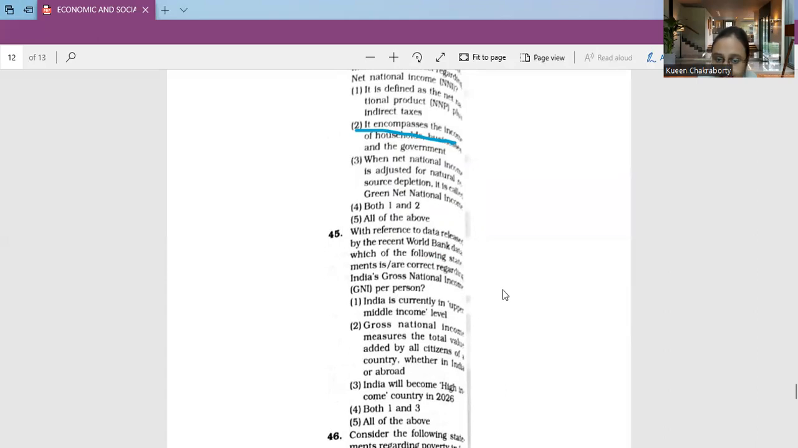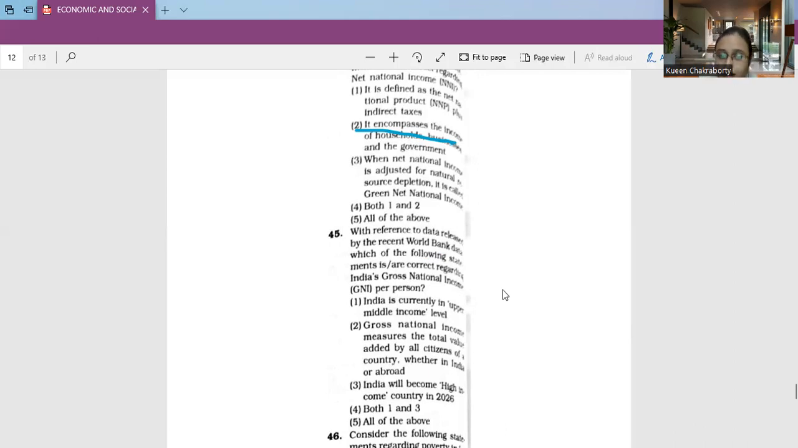Number 1, India is currently in the upper middle income level. Number 2, gross national income measures the total value added by all citizens of a country, whether in India or abroad. Number 3, India will become a high income country in 2026. Both 1 and 3, and option 5 is all of the above. Now for answer 45, I will choose answer number 2. Answer number 2 is the correct one.